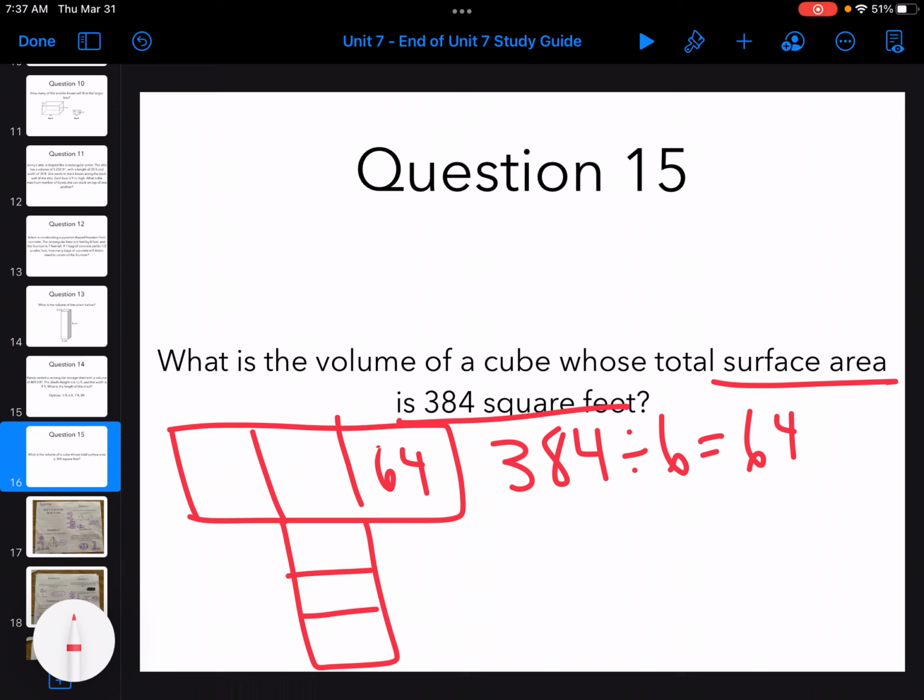So I think 5 times 5 is 25. 6 times 6 is 36. 7 times 7 is 49. 8 times 8 is 64. So that has to be the side length. Okay, so 8 is my side length.